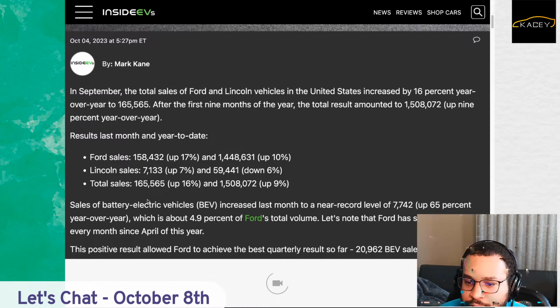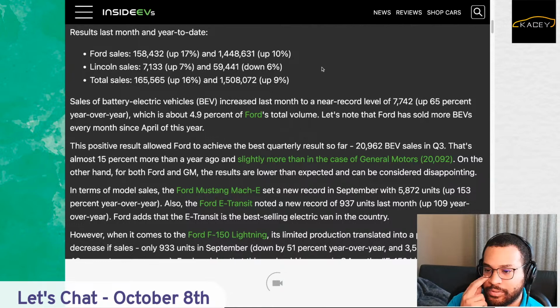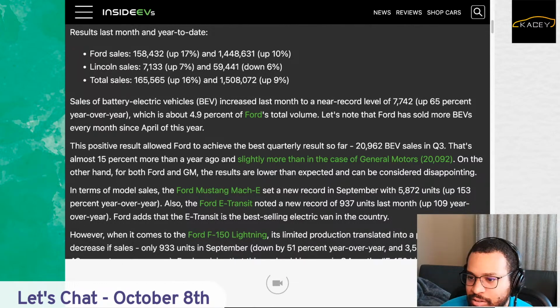Ford Lincoln sales of battery vehicles last month hit a near record level of 7,742, which is up 65% year over year, about 4.9% of Ford's total volume. So they did better than GM by percentage and total number, of course. Let's note that Ford has sold more BEVs every month since April of this year.